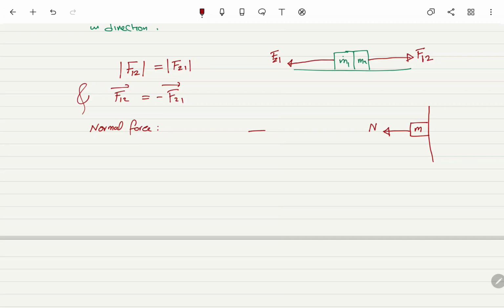If we have a horizontal surface like this and an object with mass M, the normal force is directed this way. If we have an inclined surface like this one with mass M, the normal force is normal to the surface, like in this one. And if we have an object in contact with a ceiling, in this case M, the normal force is directed this way.